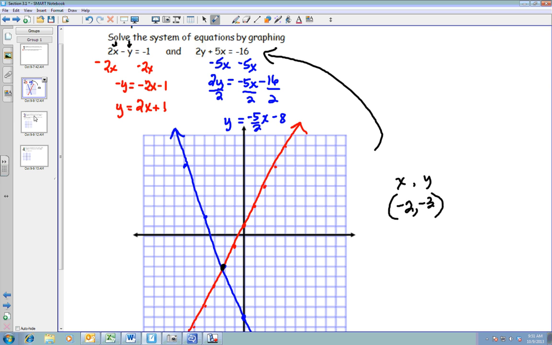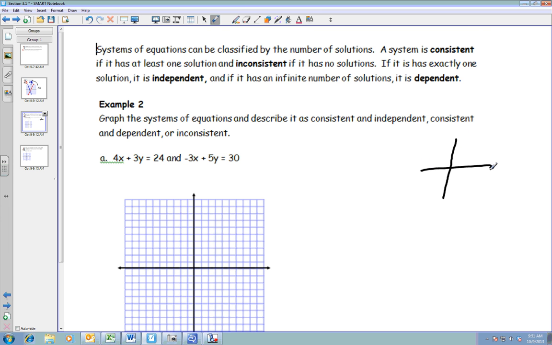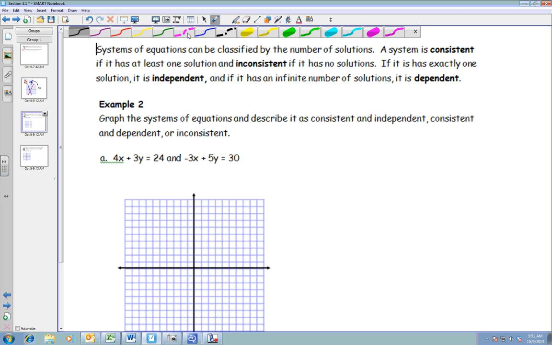Let's go to the next example. On this one, systems of equations can be classified by the number of solutions they have. They talk about consistent and inconsistent systems. A system is consistent if it has at least one solution, and inconsistent if it has no solutions. So let's talk about what a graph would look like if it doesn't have any solutions.